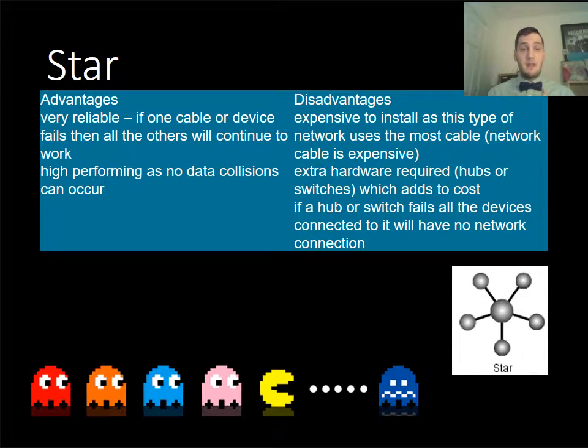They are very reliable, and if one cable or device fails, you can see, if I just scribble through this here, that the rest of it is still available to our students. Now, it is expensive because you do need more cabling, and extra hardware is needed for the switches in the middle, and that can cost a lot of money. The other problem is if the hub in the middle fails, your whole network goes down. So these are things you need to bear in mind for the star network.